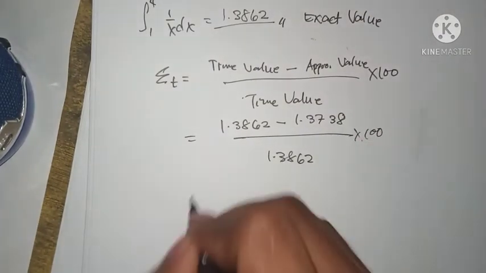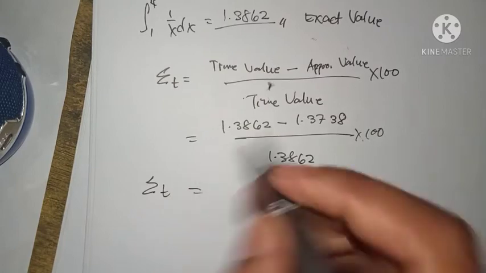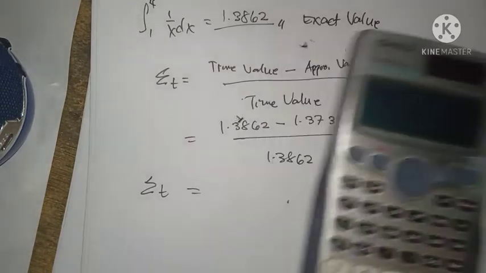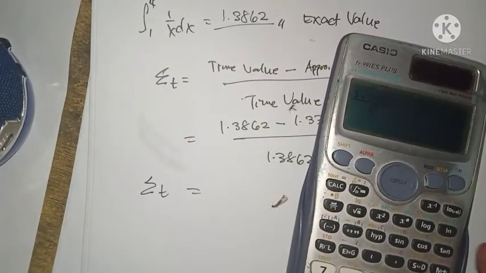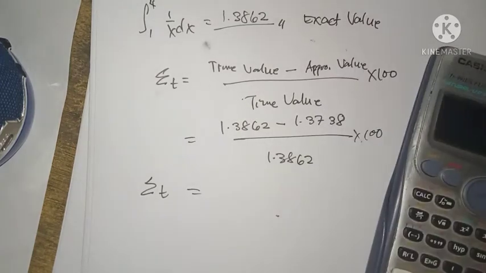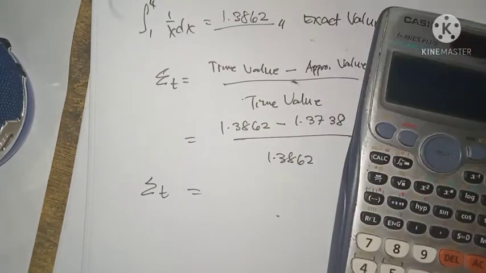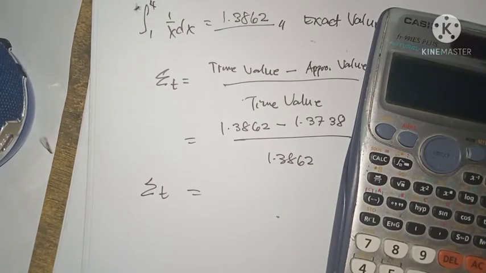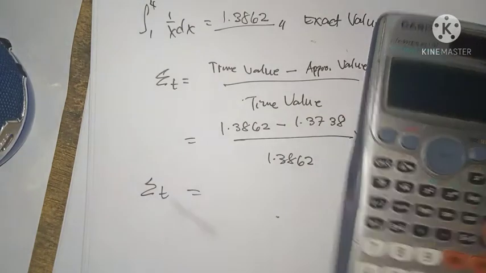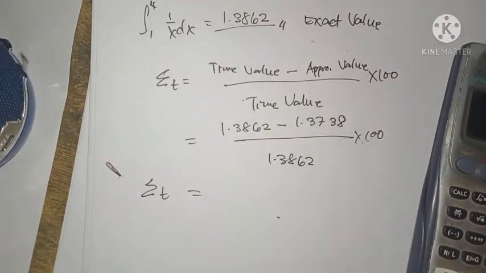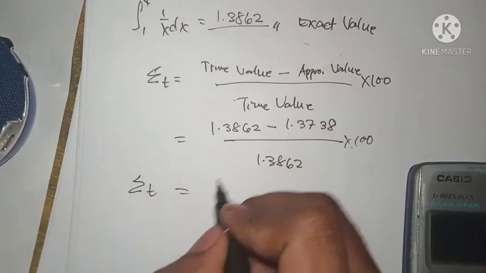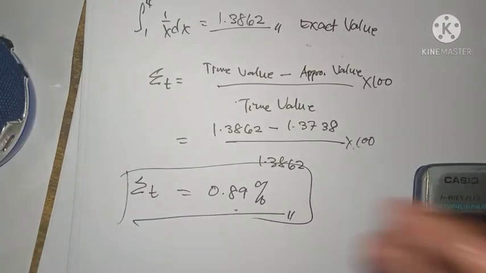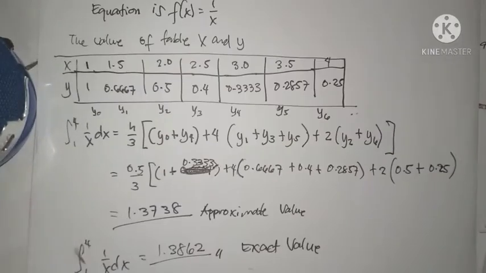Times 100. So let's compute 1.3862 minus 1.3738 over 1.3862. So yung result is 0.89% for problem number 3.